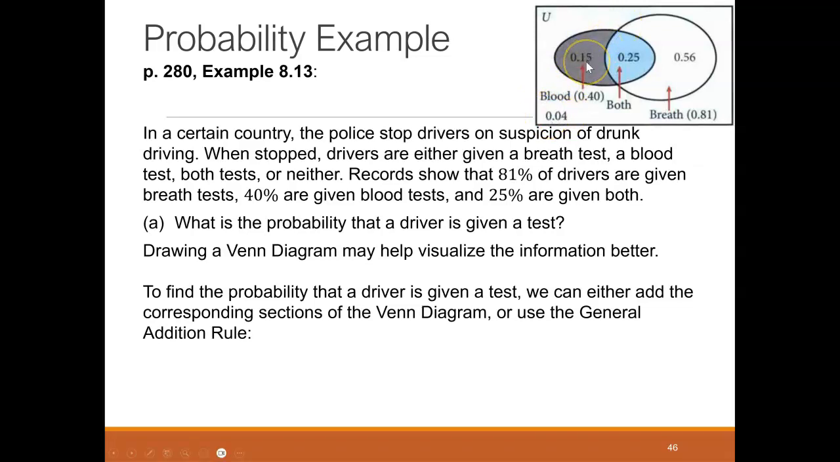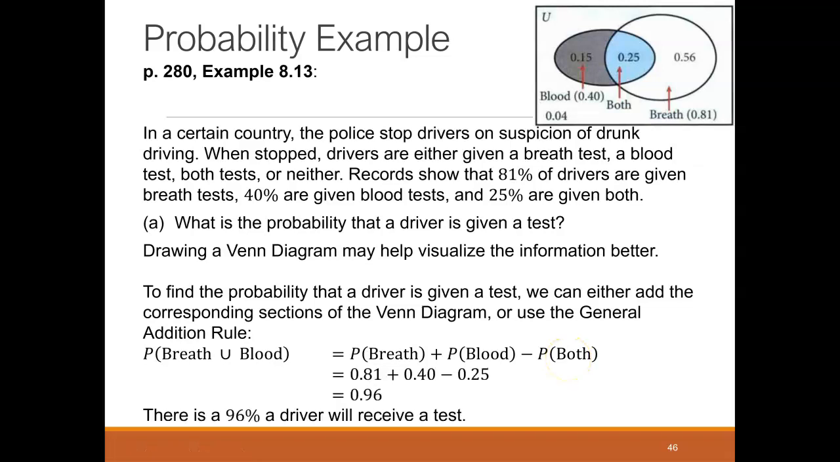So what would our probability that we're given a test be? 0.15 plus 0.25 plus 0.56. Or you could use the addition rule, and you make sure you subtract the intersection so that you're not counting it twice. Is everybody okay with that? Again, I think it's much easier if you're going to draw the Venn diagram. I'm just going to add up the Venn diagram, but whatever.